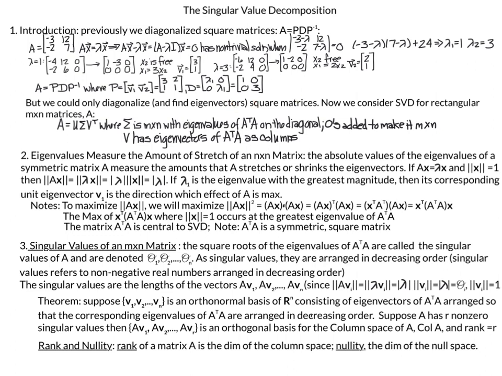So now we're going to do a decomposition of the matrix A, but we're going to consider rectangular m by n matrices, and we're going to decompose A into a product of three matrices again. In this case, our matrix V is going to be the eigenvectors of A transpose A, and our matrix sigma is a diagonal matrix with the eigenvalues of A transpose A on the diagonal.